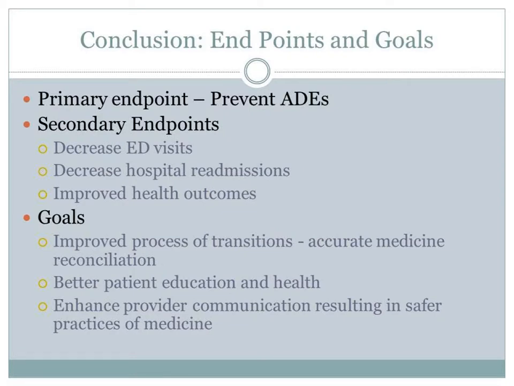So as we've talked about, we're going to conclude with some basic points. The primary endpoint of this discussion of adverse drug events in general is we need to prevent them. When we prevent them, we'll decrease emergency department visits and hospital readmissions, and hopefully patients' health outcomes will improve as well. And our goal will be to improve the process between transitions, give patients better educational materials, and hopefully ensure their health and safety. And then our goal is to also enhance provider communication, which results, again, in the safer practice of medicine.